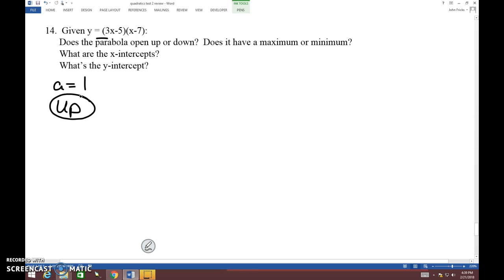Does it have a maximum or minimum? So remember, if it opens up, that's like opening like a valley. Therefore, it's going to have a low point, which is a minimum. So this has a minimum. What are the x-intercepts? It is written in intercept form, so we should be able to figure that out.